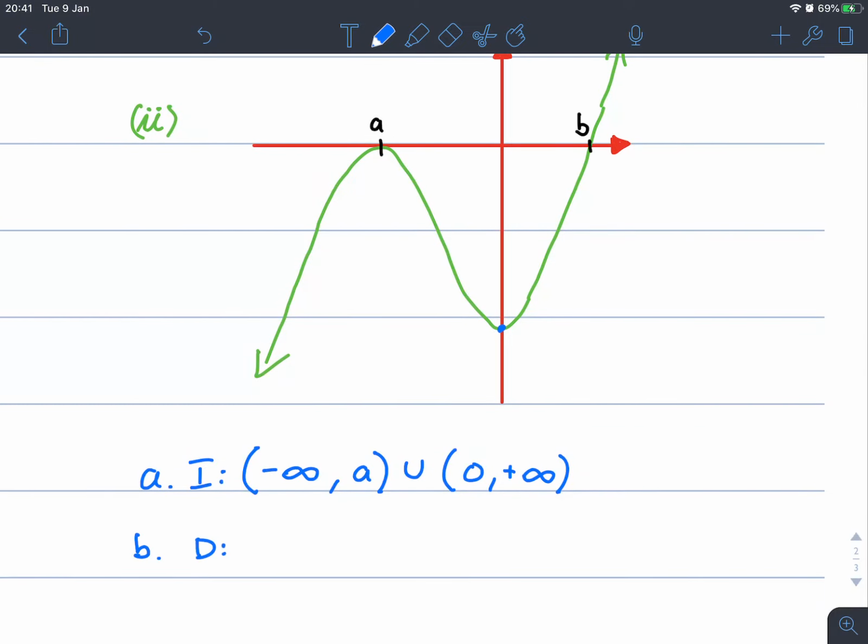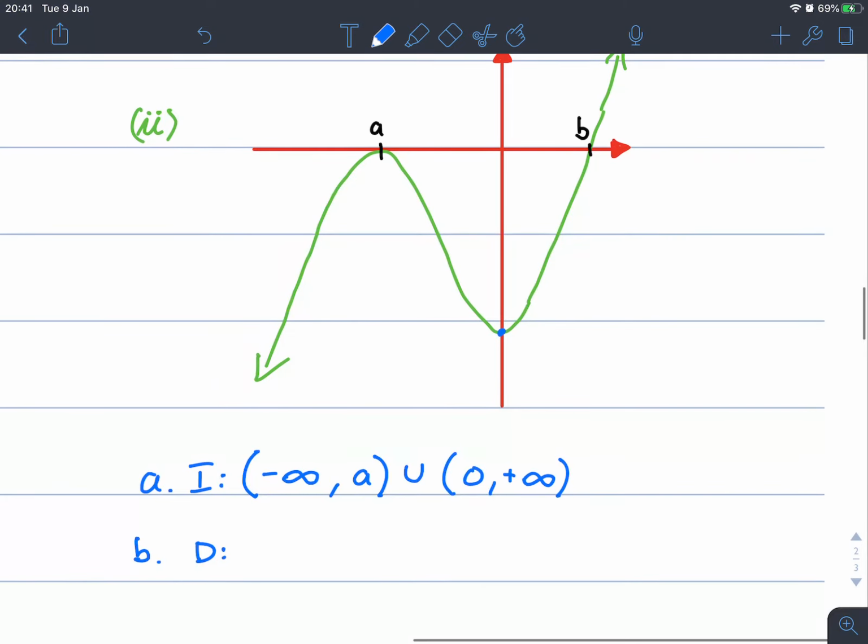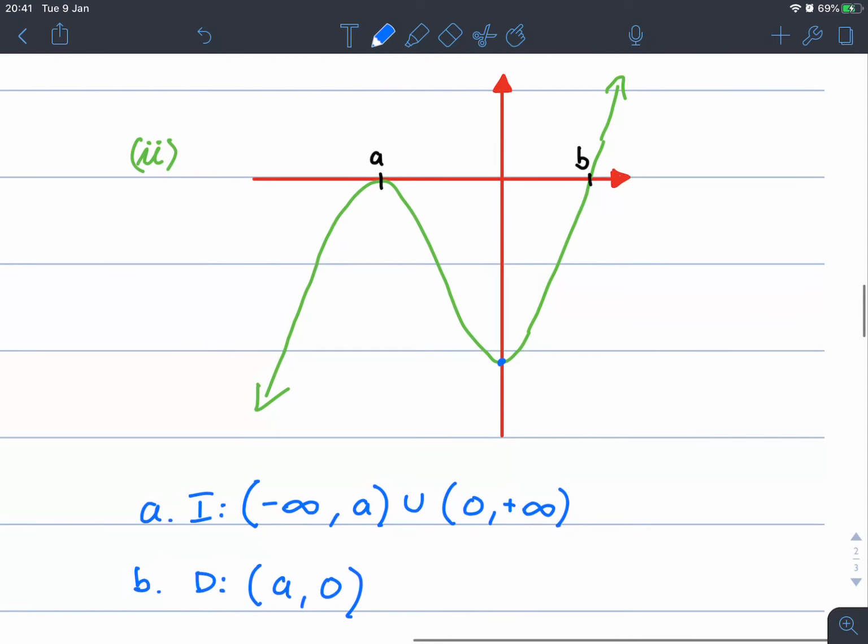B, decreasing. Well, if it's increasing up to point A, then from point A, as x increases, y is decreasing. So from point A until, take a look, until it gets to this point here, until point 0. And other than that, that's the only portion where this function is decreasing.